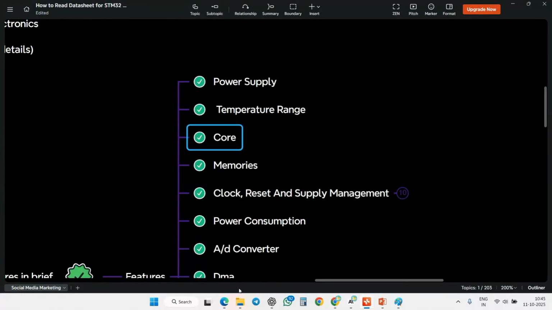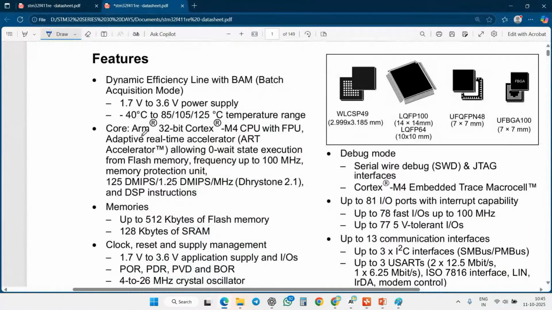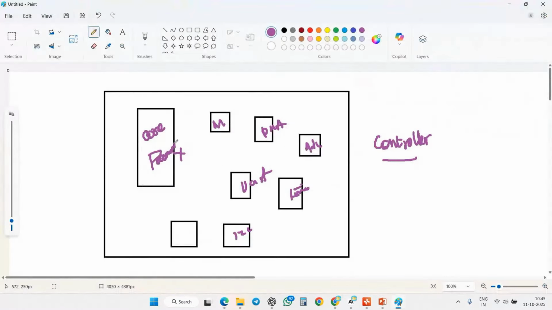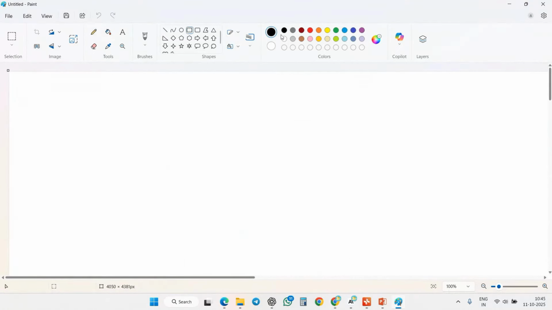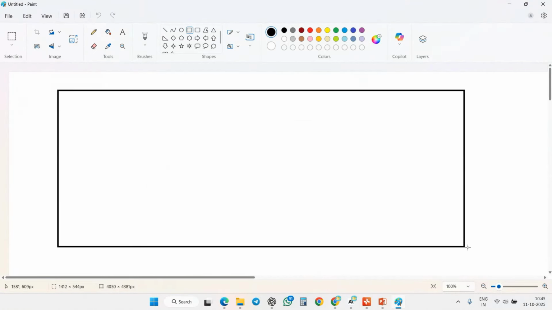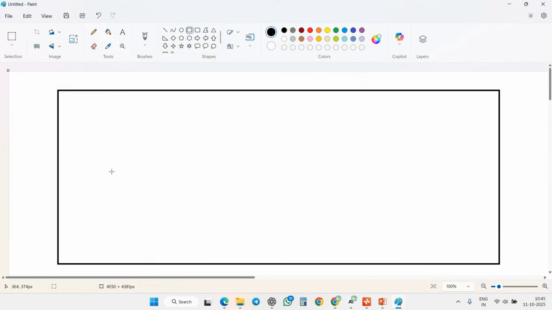We are going to study the core processor. Inside this core processor, what core are we using? Here I told you, this is your core processor, and these are the other peripherals. So we will study this concept in detail. So I'm having my microcontroller. This is called my microcontroller chip.